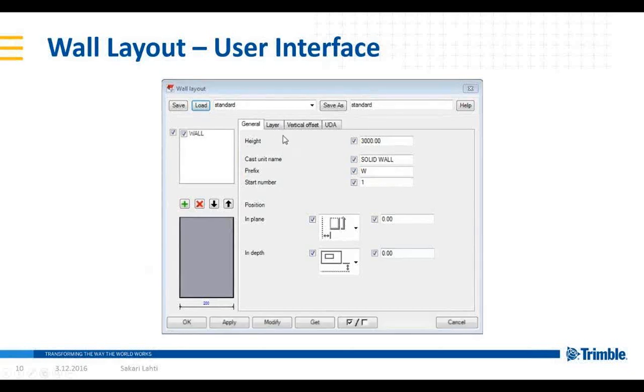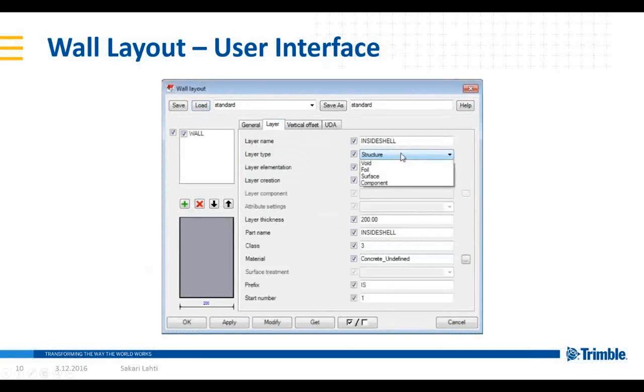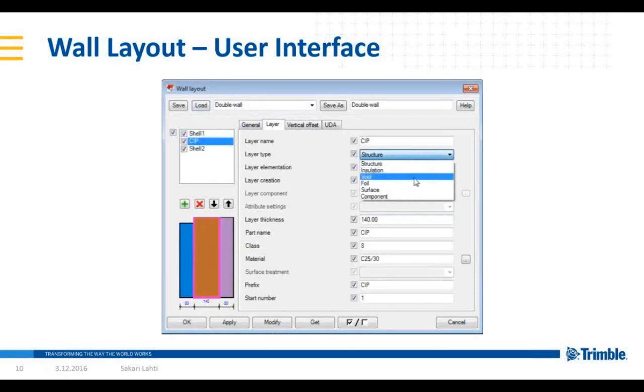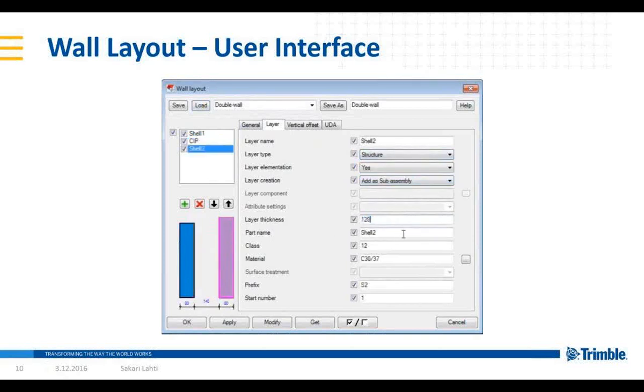Wall type is a combination of different layers that forms the wall type. Layer can be structural, insulation, foil, void, or surface. Different layers can be either split within the Elementation or not. Here is a setting for double wall. I either create the wall type with concrete infill that is not part of the cast unit or create it as a void. Notice how the wall type preview updates when making changes to the layer.